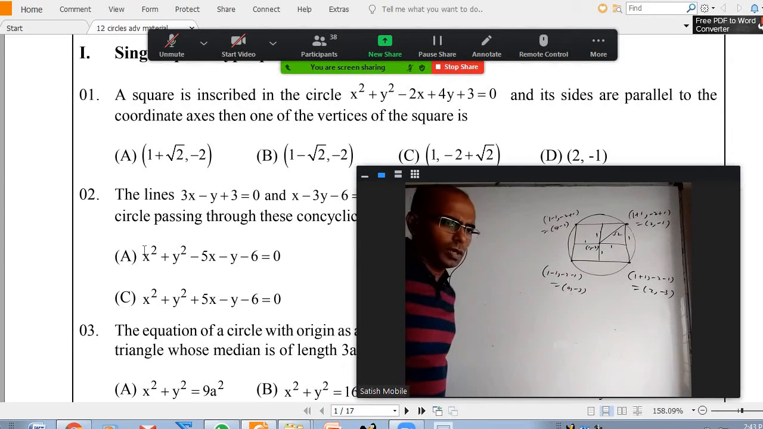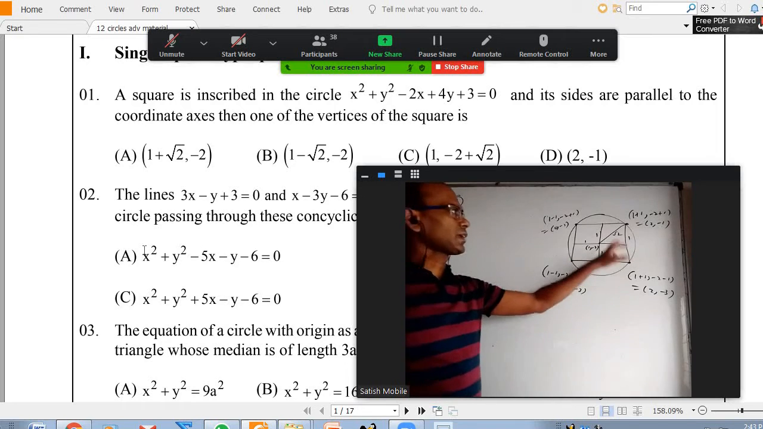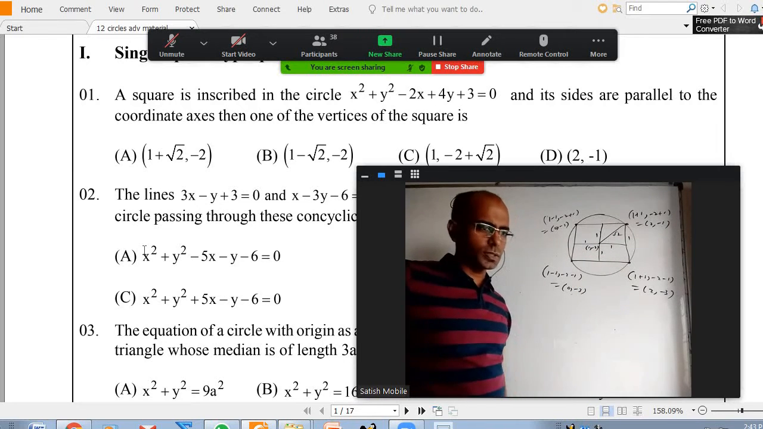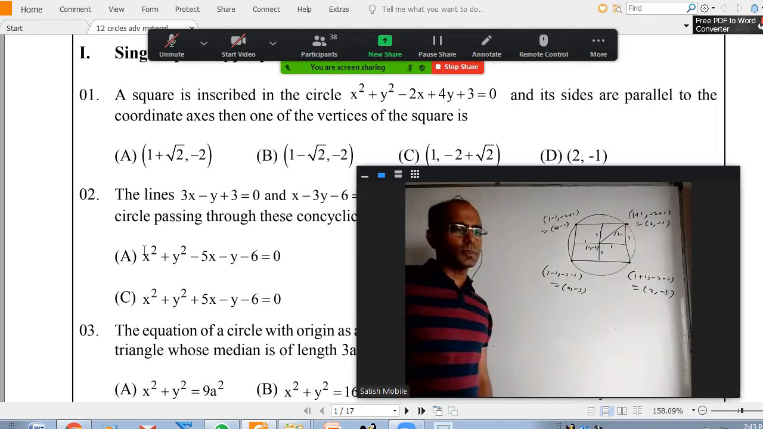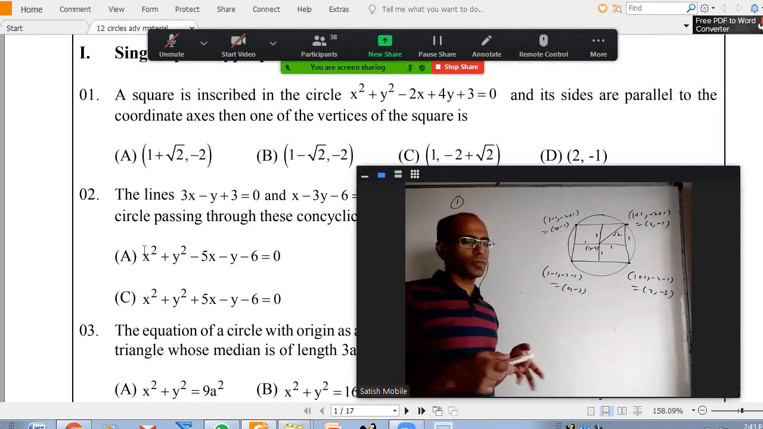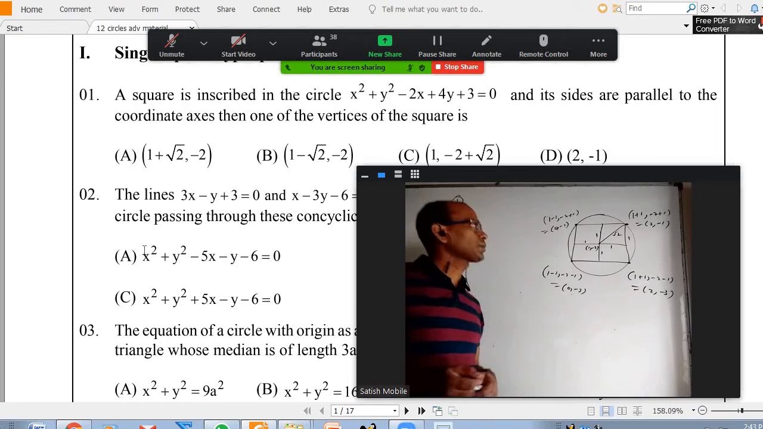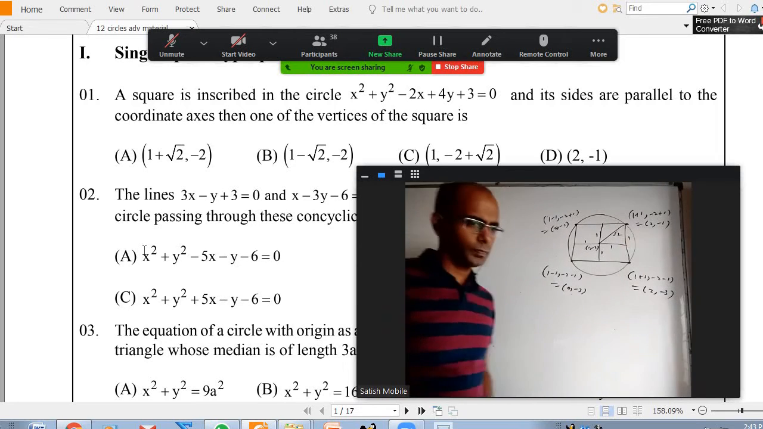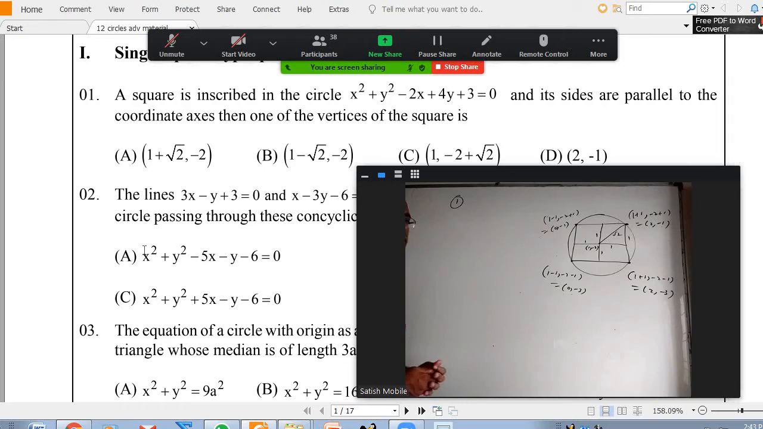Now, once you understand adding 1, subtracting 1, you only have to check all the options. First, A, B, C cannot be answers because they have root 2s in them. And we are not adding root 2s, we are adding 1, subtracting 1, so basically only option D. And option D is also there, 2, comma minus 1. Okay, so this circle is advanced material, first question.